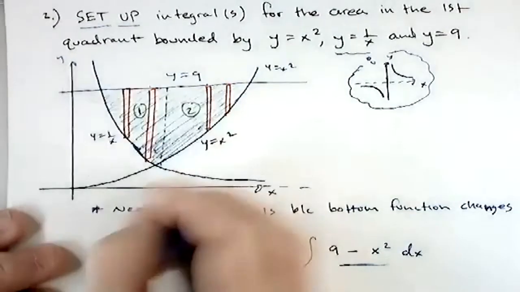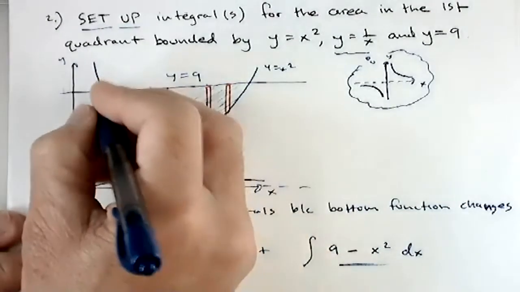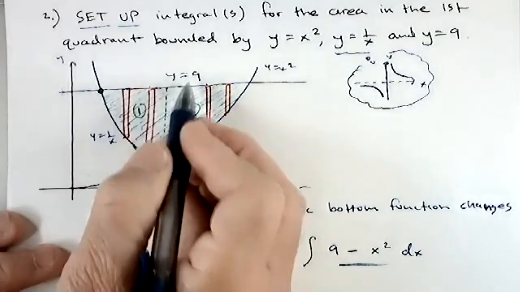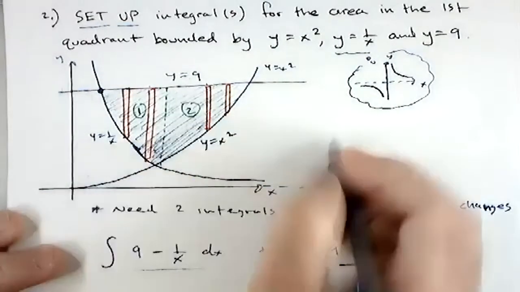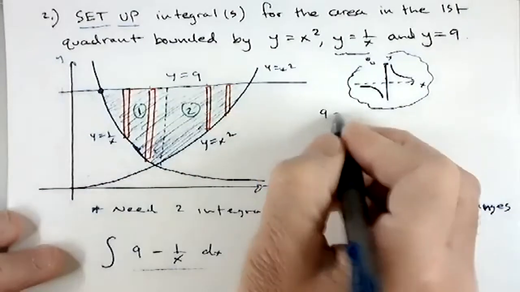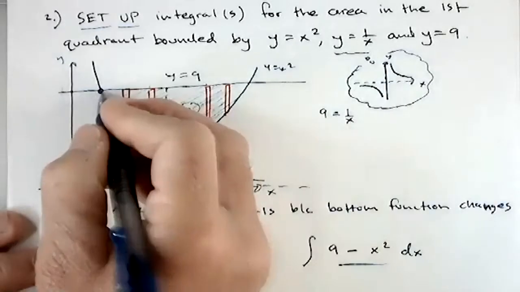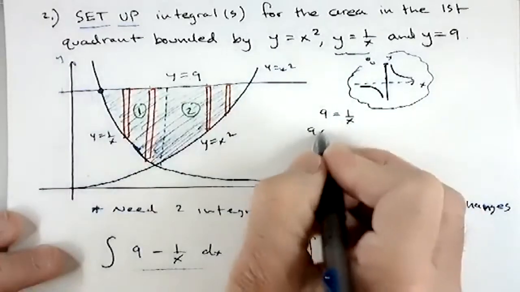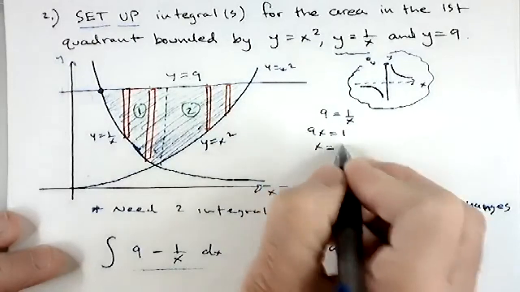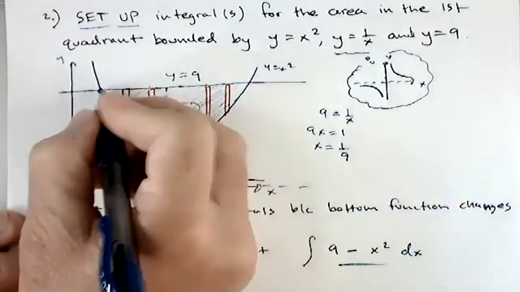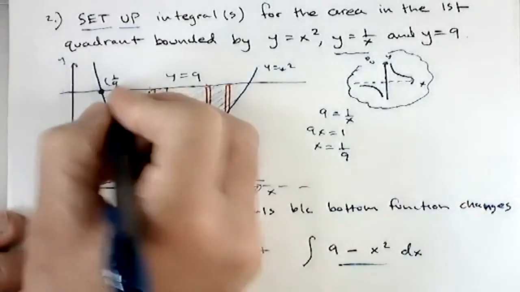Let's start with this one right here. I didn't leave a whole lot of room. Where would 9 intersect 1 over x? I'm going to do the algebra over here. 9 equals 1 over x, because that would be this point, is going to happen when 9x equals 1. That gives me 1/9. So this point right here is (1/9, 9).